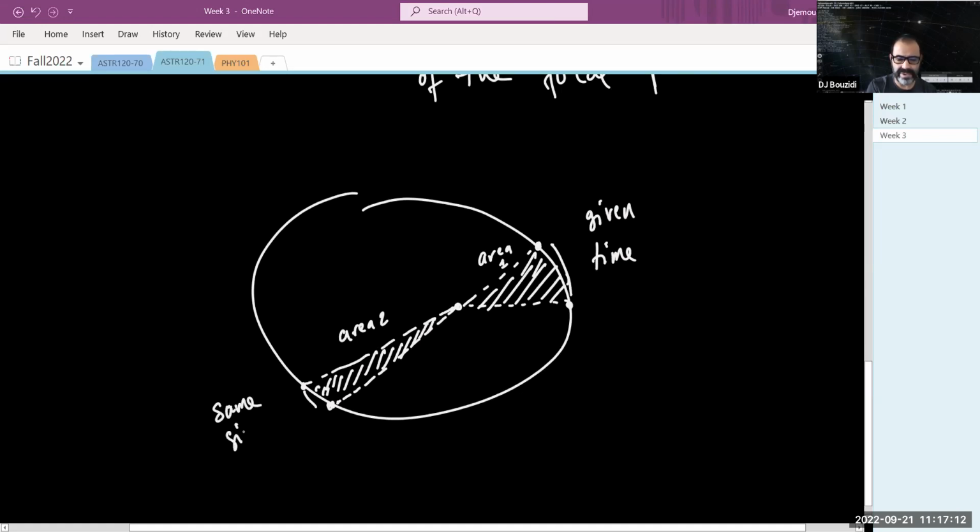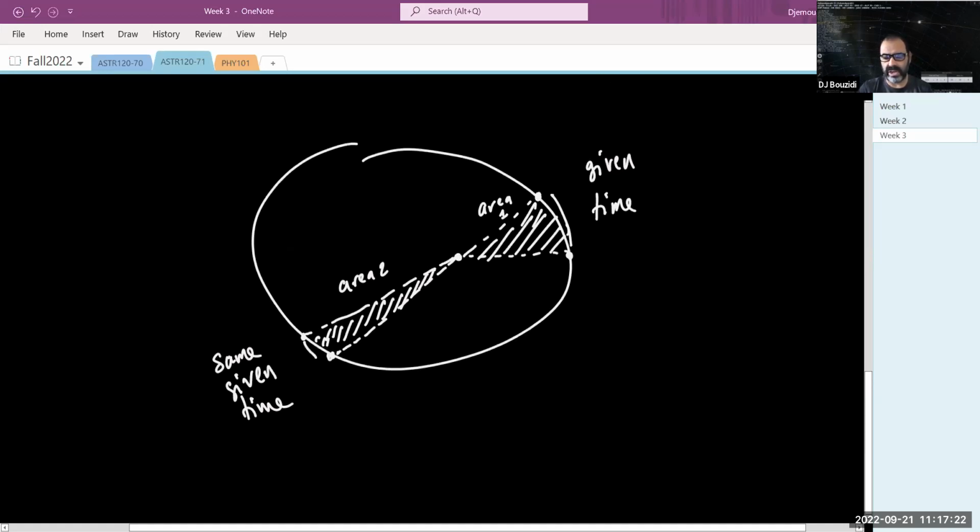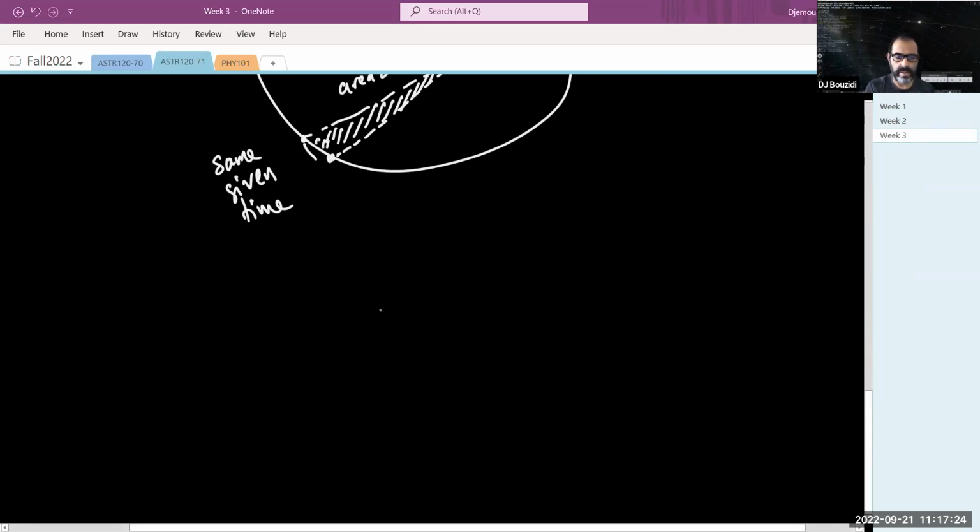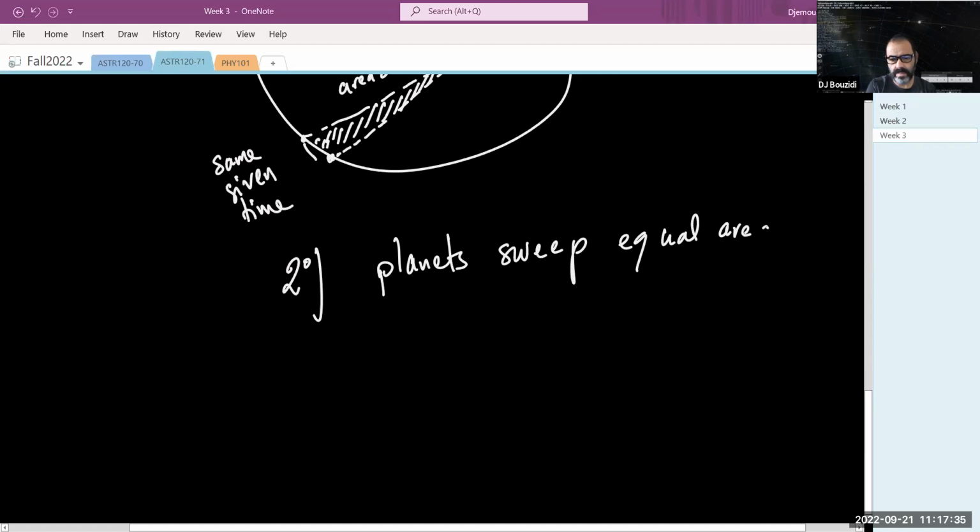Same given time. In other words, if you wait 2 weeks in here, you better wait 2 weeks in here. If you wait a month in here, you better wait a month in here. It doesn't matter how long it is. So the second law of Kepler says the following. Planets sweep equal areas in equal amounts of time.